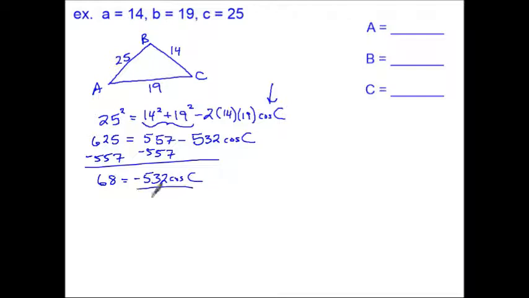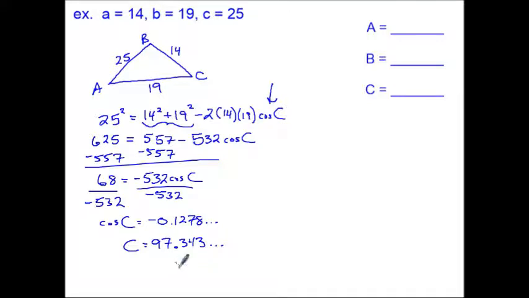From there we divide both sides by 532, and that gives us cosine C equals negative 0.1278, icky decimals forever. Then inverse cosine, and remember, if it is obtuse, I get an obtuse measure, so 97.343, and it is obtuse. A little preview: now that I found that this angle is 97.3 degrees, at least the rounded version, I can eventually find either A or B, and the way to find the third one that we haven't found yet is to do 180 minus the two that we have.